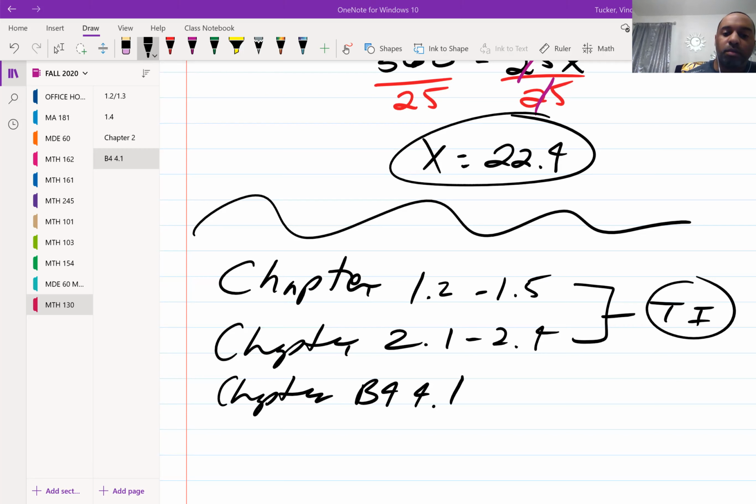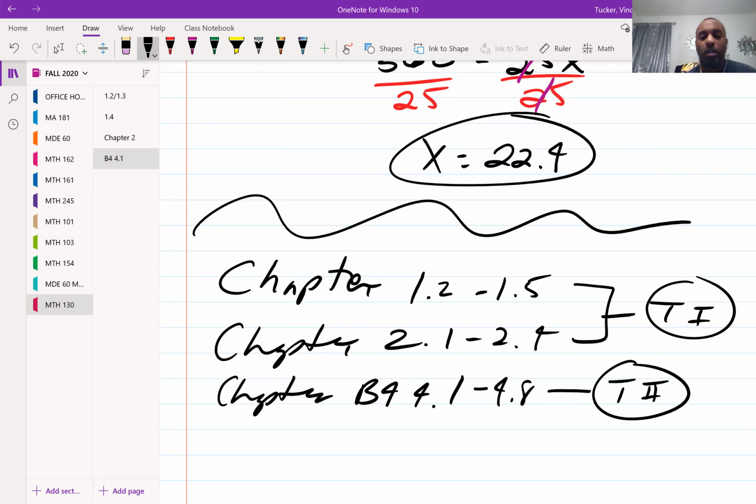4 through 8, yep. And as a heads up, like I said, this goes to 4.8. That will be test 2 by itself. Chapter 4 is that B4. Chapter 4 will be test 2 by itself.